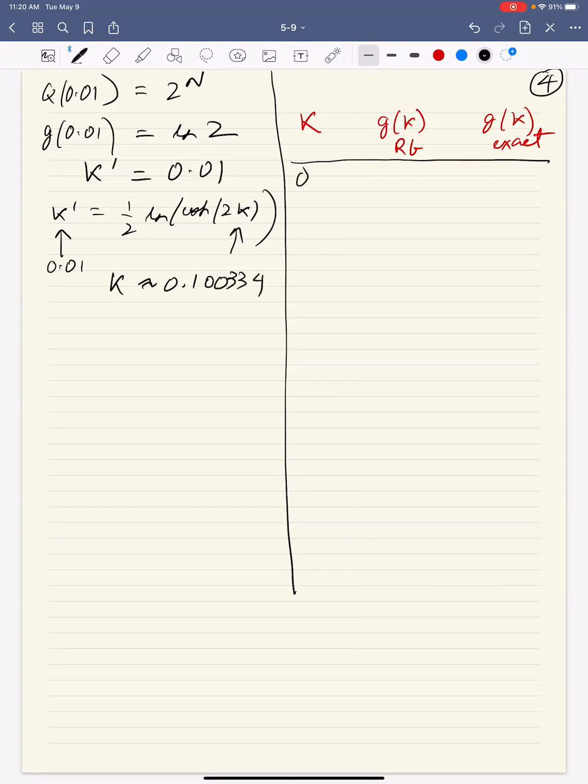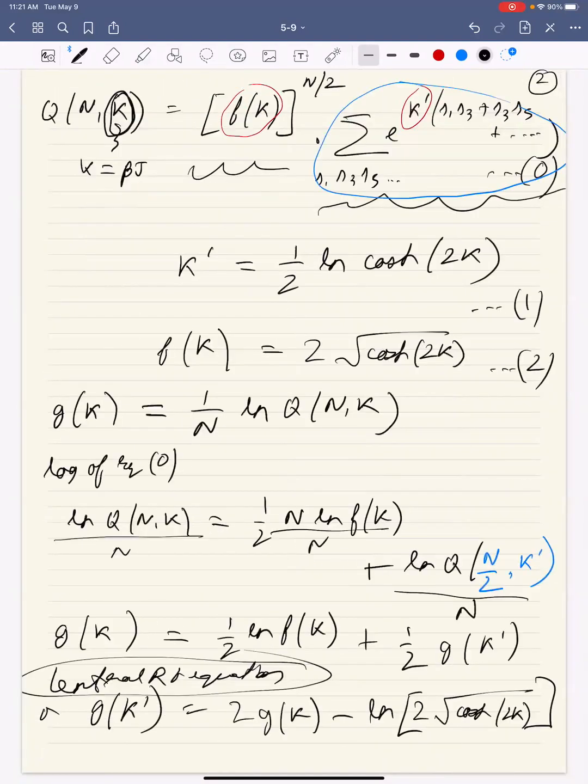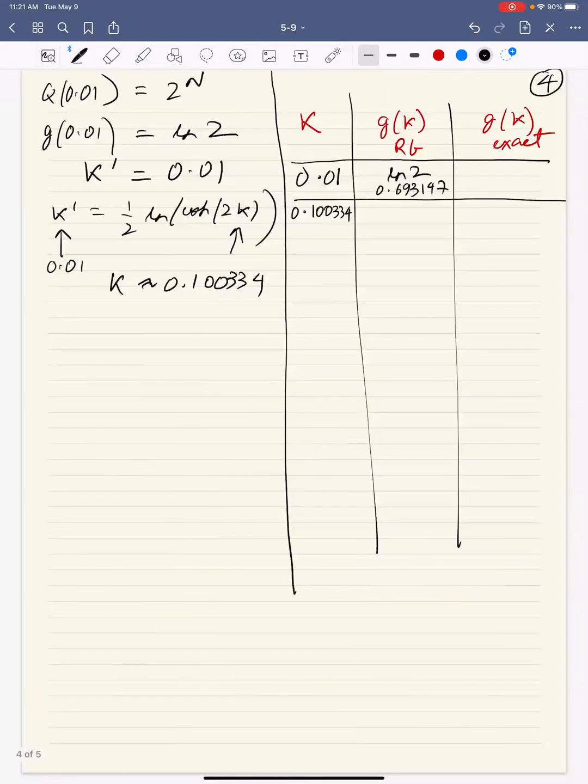So why do I care about this? So let's put in the values here. So I started with K 0.01, and this takes me to a value which is slightly larger, 0.100334. And the value of G of K for this one was ln2, which is 0.693147. Now I need the value of G of K for this new K, right? How do I do that? For that, I have my central RG equation that tells me, right? Central RG equation says that if you know the values of 2Ks, you can go and calculate it, right? So when you do that, you get G of this new K, 0.100334, turns out to be 0.698147. So we can put that value over here, 0.698147.